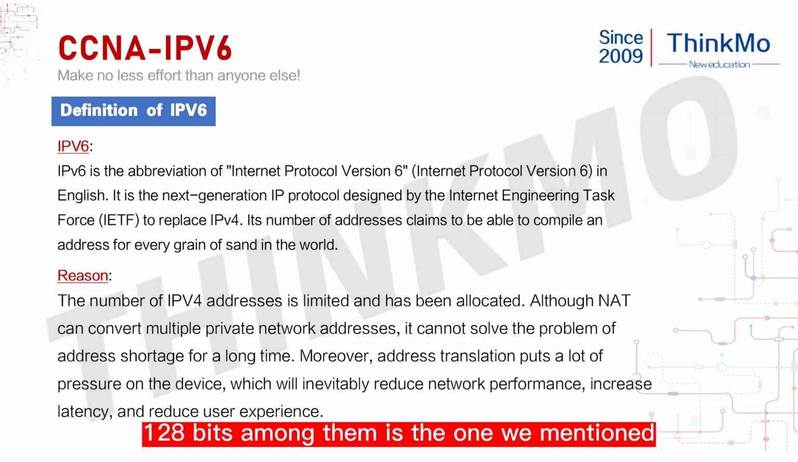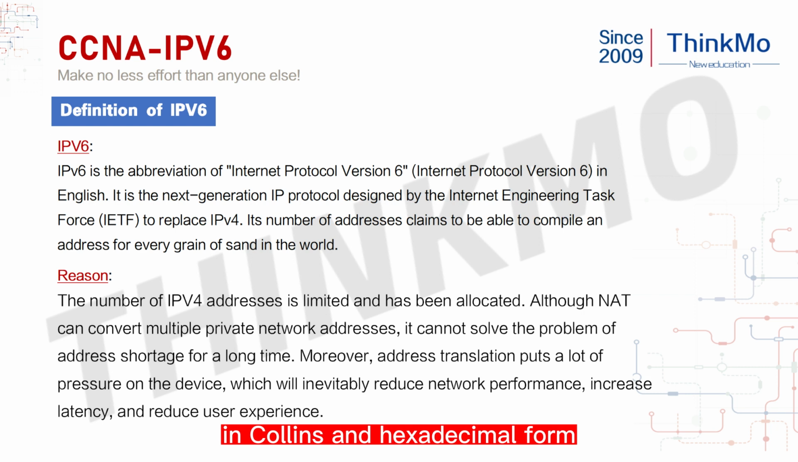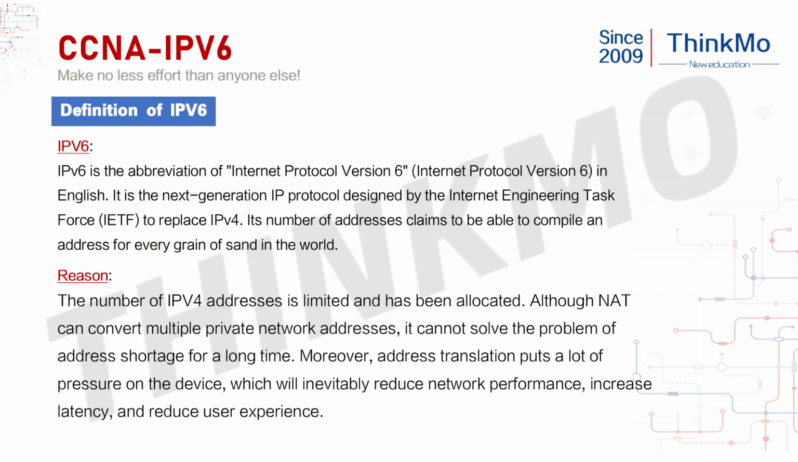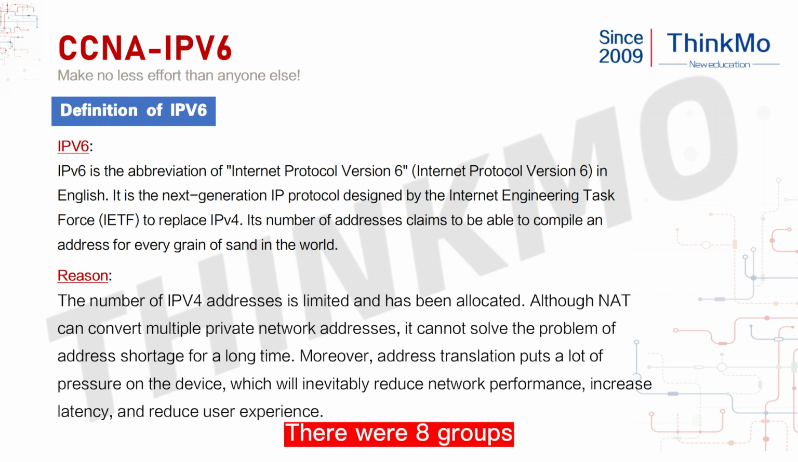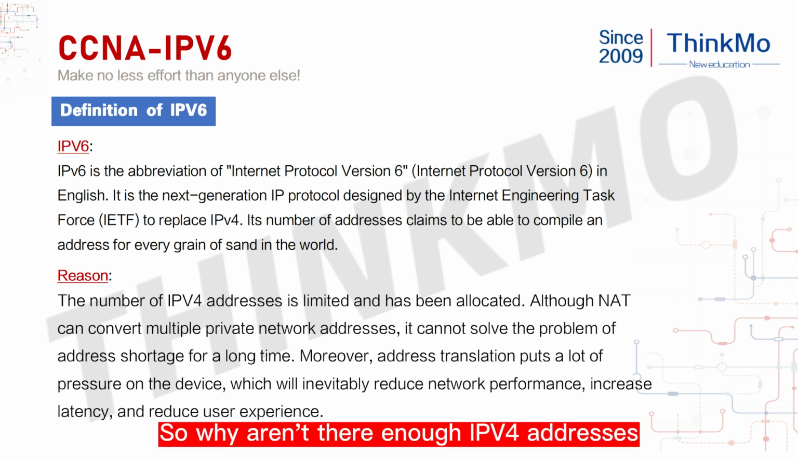Among them is the form we mentioned, written in colons and hexadecimal. So each group is 4 hexadecimal digits, and there are 8 groups. Why use IPv6? It mainly involves the fact that IPv4 addresses are insufficient. So why aren't there enough IPv4 addresses?